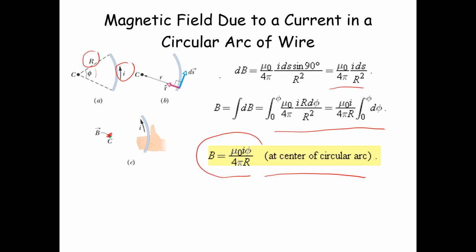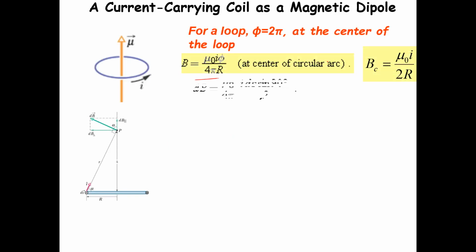Or in another way, before we make the integration, this is the first equation from before, so we write it again here. This is the beginning equation to define the magnetic field in the center of a circular arc: dB is equal to mu 0 I ds sin 90 degree per 4π r squared.